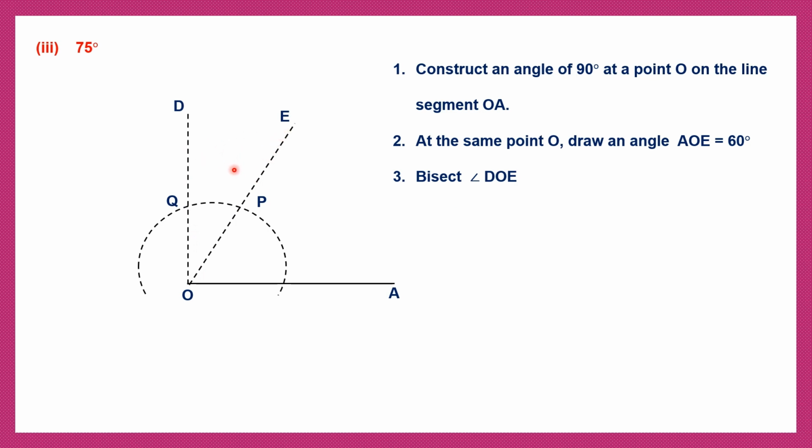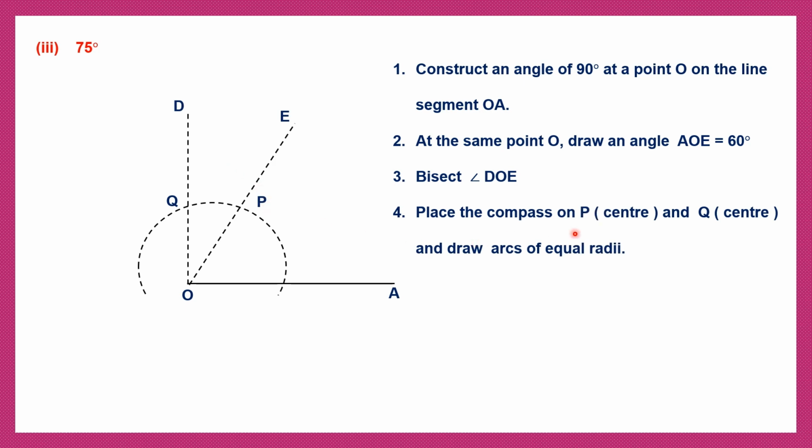So bisecting means we need to be careful. Place the compass at P and Q and draw arcs of equal radii. Remember, it has to be more than half of this. Okay, so whenever you bisect, it has to be more than half of this radius. So keep it at P, draw an arc, keep it at Q, cut that arc. Now here we have a point where the two arcs are meeting and we'll name it R.